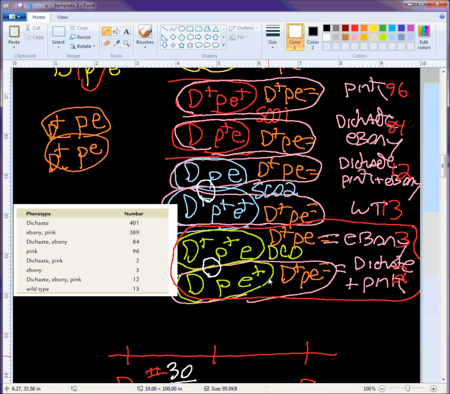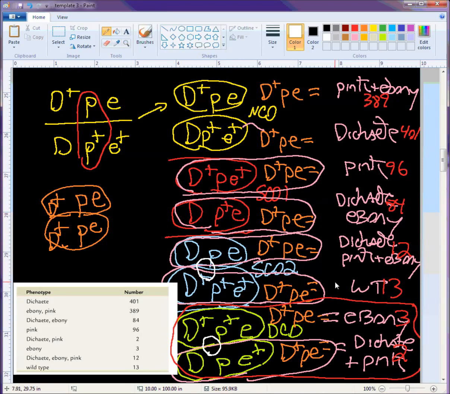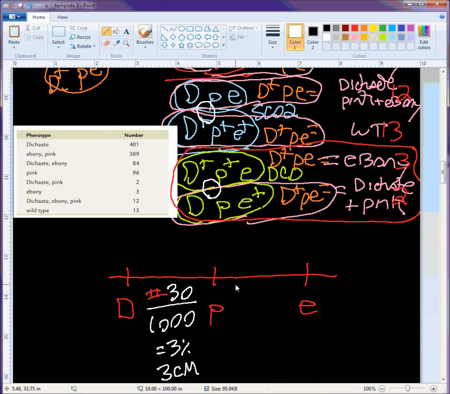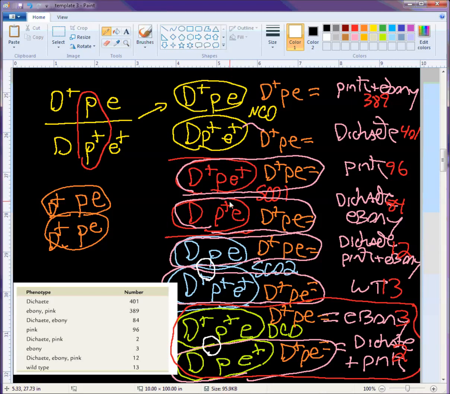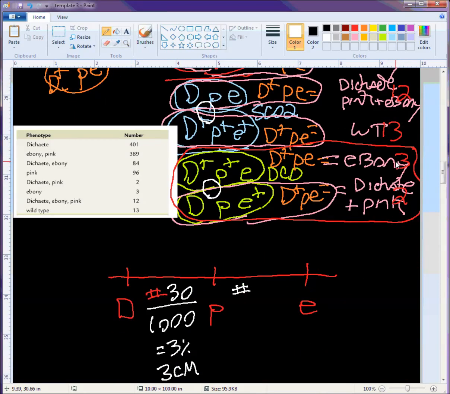Now, what about P and E? For this distance right here, we need the number of gametes that came from a crossover between P and E. And we can see anything in this class came from a crossover between P and E. So that's 96 plus 84, it's 180. And again, the double crossovers involve crossovers on both sides of P, so we have to include those in here as well. So 185. 185 divided by 1,000 is going to be 18.5%, or 18.5 centimorgans.